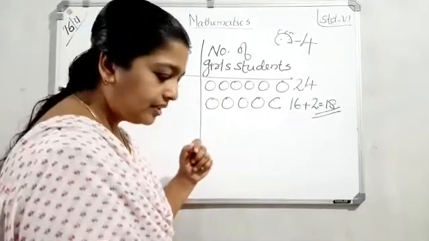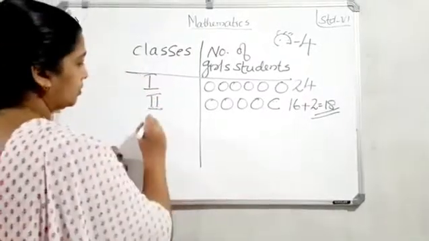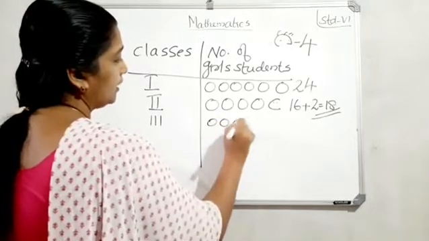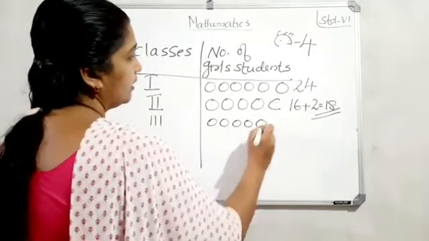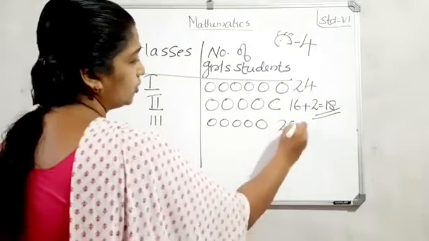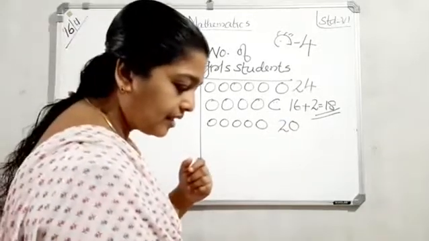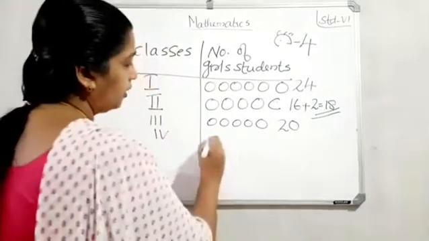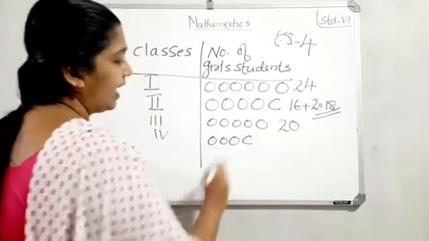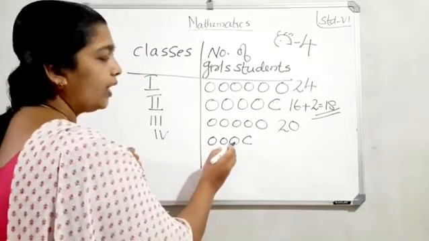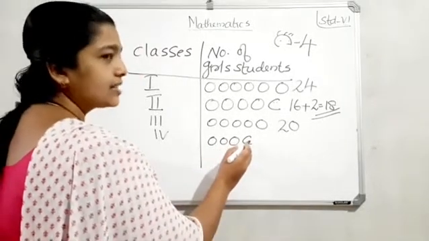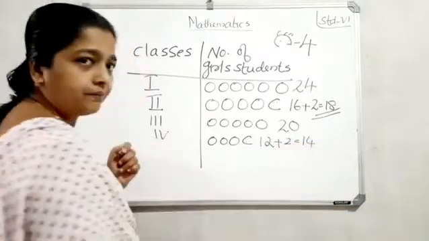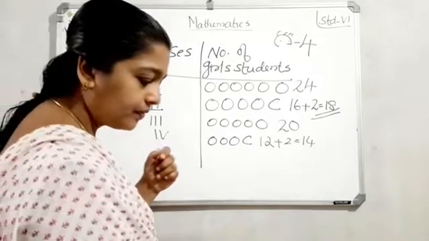Next picture 3. How many? 5. So 3, 5. That equals 5, means 1, 2, 3, 4, 5. That is 5 into 4 equals 20. Yes. Next, fourth standard. How many full? 3 full. 1, 2, 3 and half. So 3 into 4 equals 12. 12 plus 2. That equals 14. Yes.